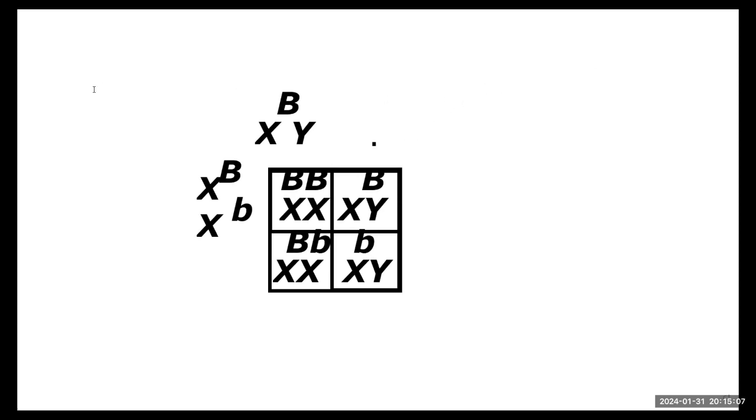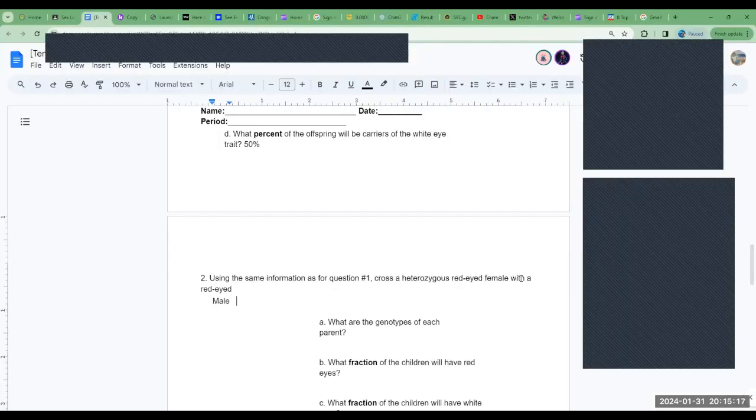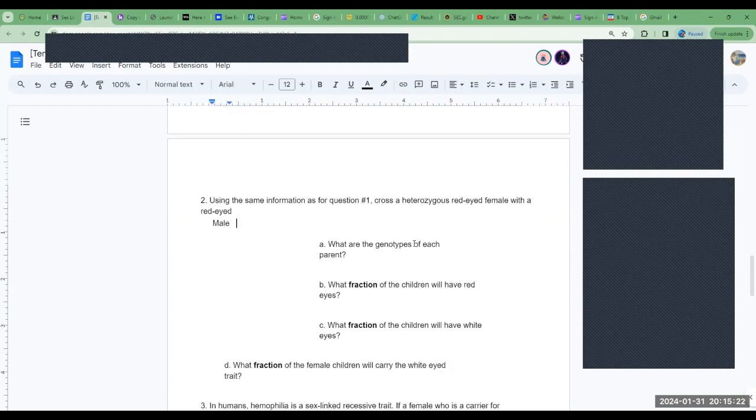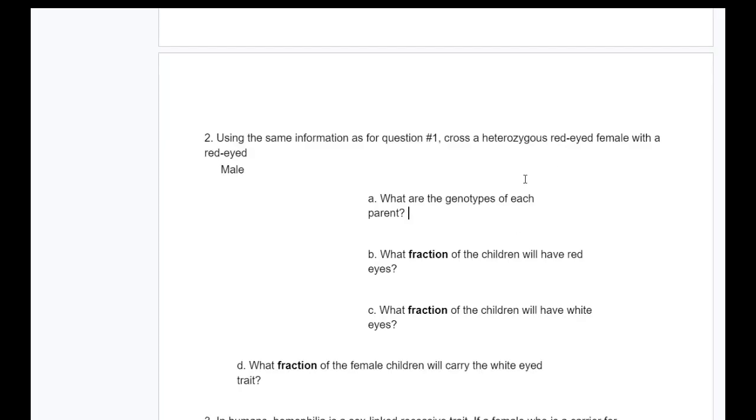All right, good kitty. All right, so that basically is this problem. Let's go back to this one. We use the same information: we cross a heterozygous red-eyed female with a heterozygous male. What are the genotypes of each of the parents? We just said X^R X^r, and then he was X^R Y. We just did that on the other paper.